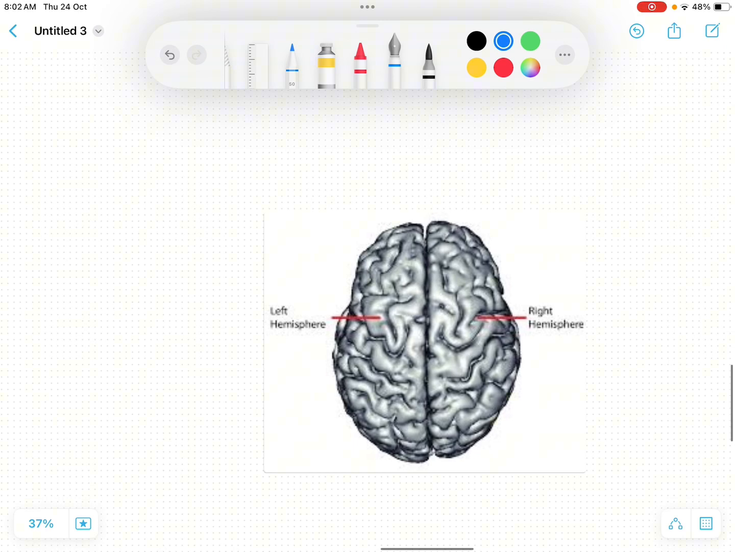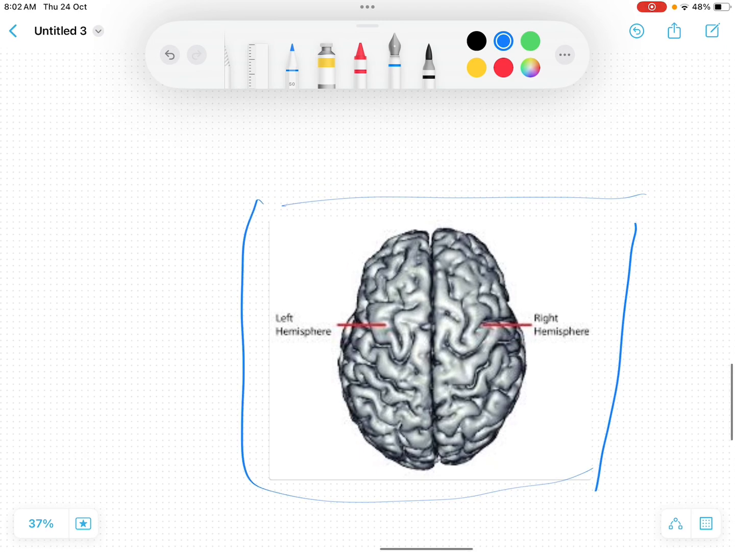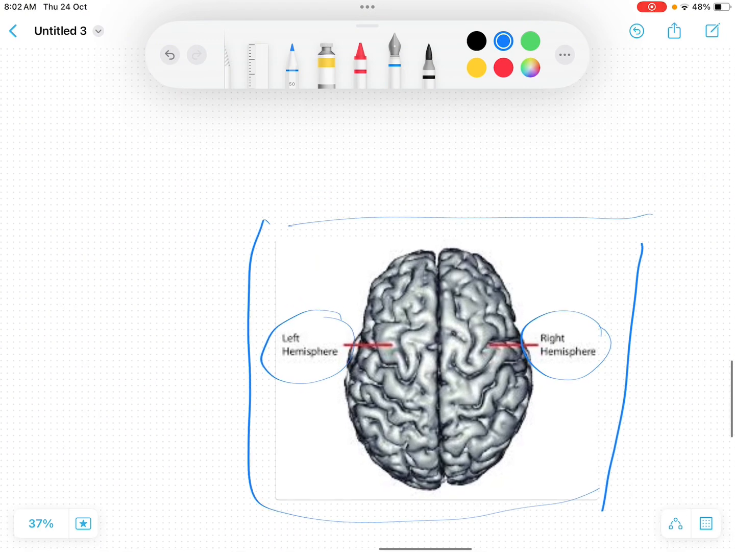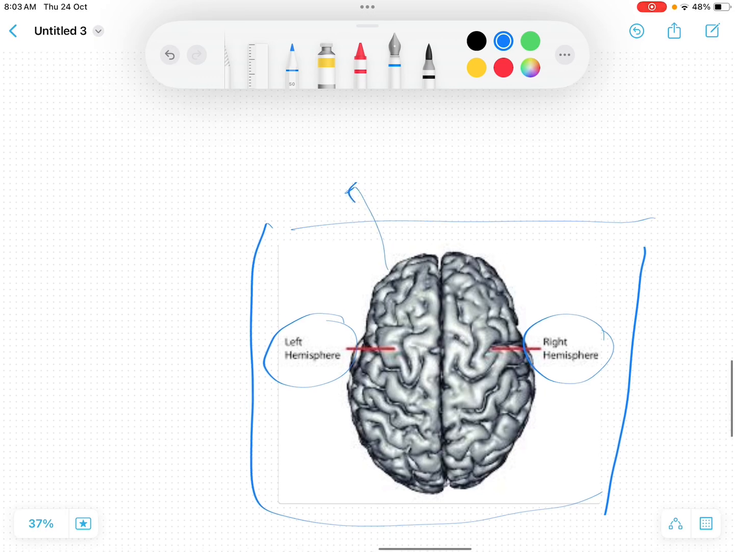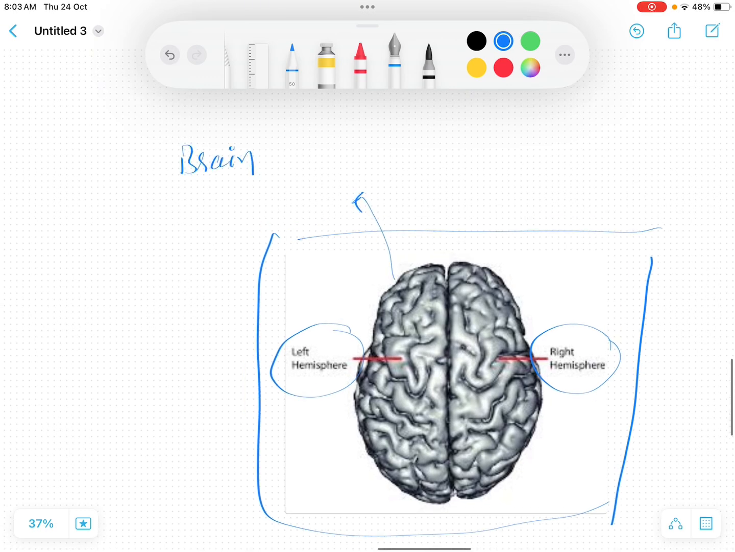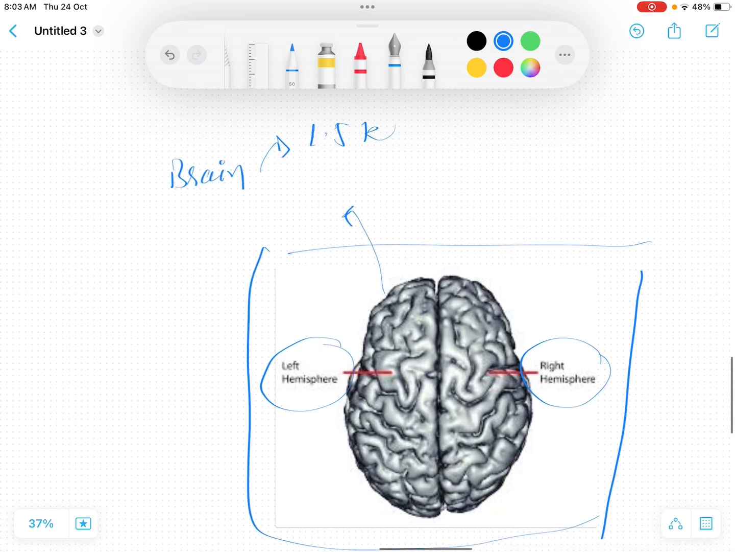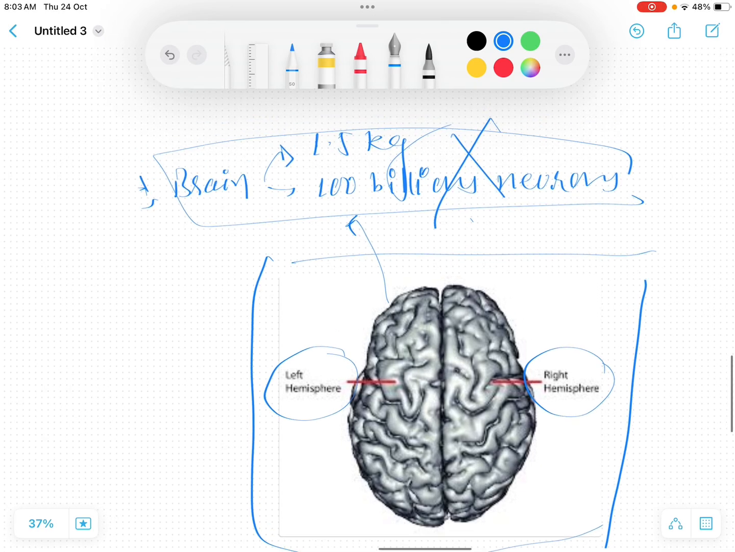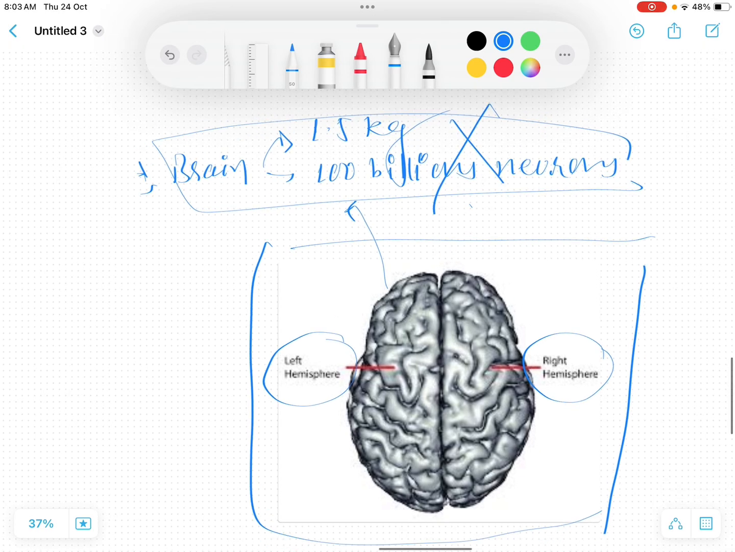Now let's talk about the brain. This is what the brain looks like from the very top view, okay? The brain comprises two hemispheres, a left hemisphere and a right hemisphere. The brain weighs around 1.5 kg, and around 100 billion neurons comprise the brain. It's very important, but you don't need to remember these values. I just want to give general information.